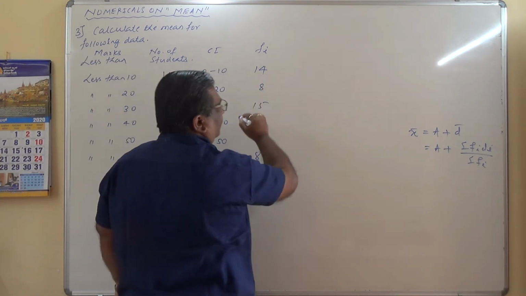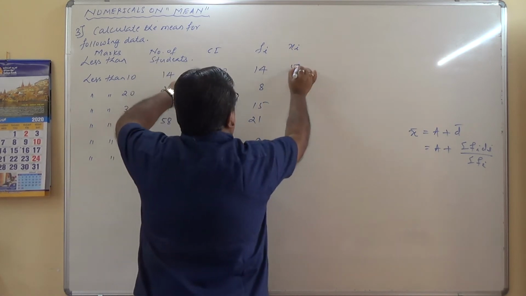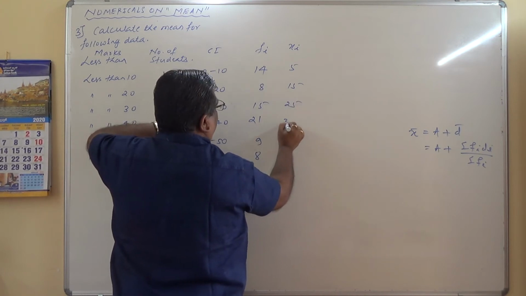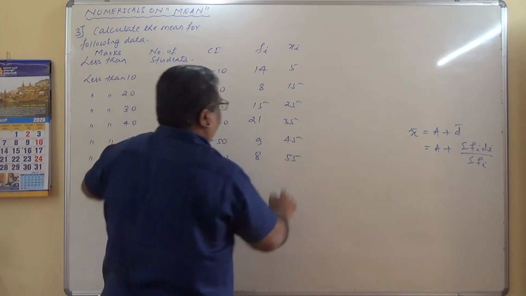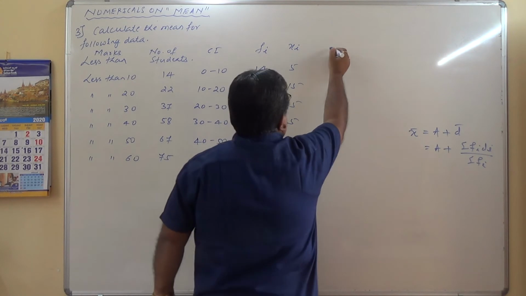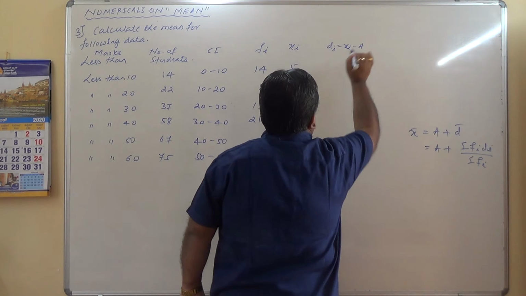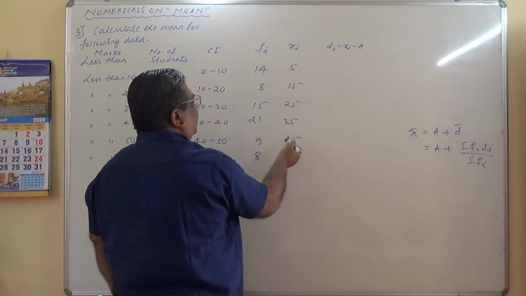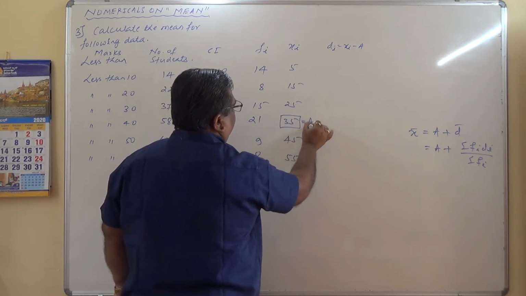Then comes class mark. Class mark is 5, 15, 25, 35, 45, and 55. Then what else is required? Di is required. So Di is equal to Xi minus A. So in the Xi column, the assumed mean is to be considered. Which one shall I take? A little bit bigger number. This I can consider, equals A.